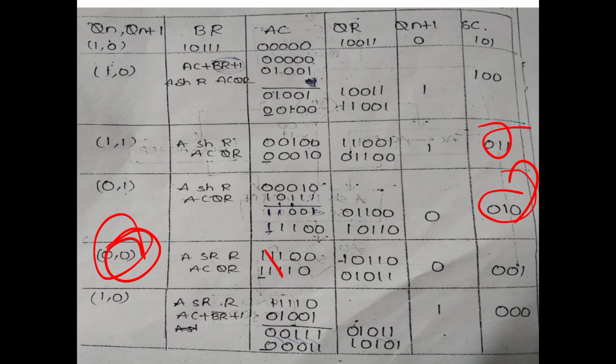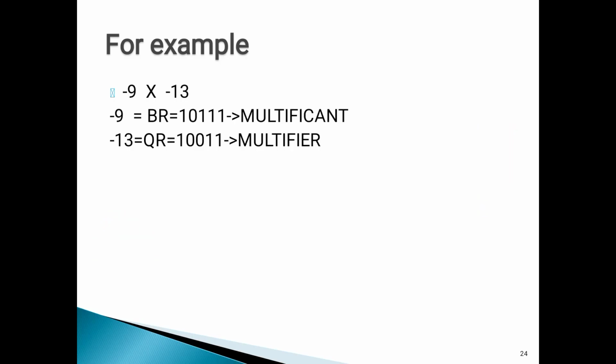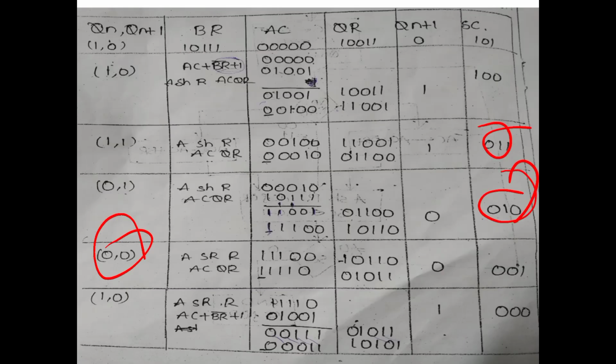The bits are shifted to the right side, and the vacant position is filled with the most significant bit. What is the most significant bit? That is 1. After performing the arithmetic shift right operation, what is the AC value? 11110. What is the QR value? 01011. Yes.